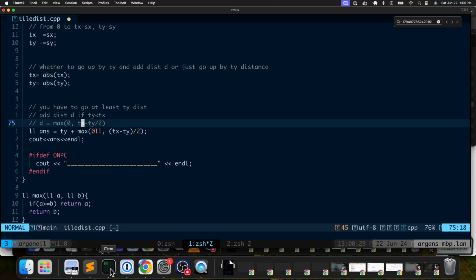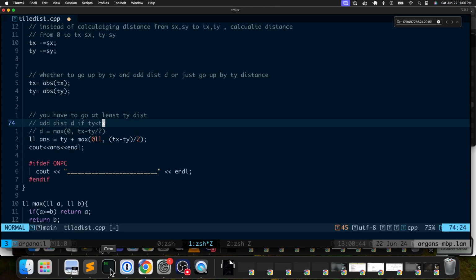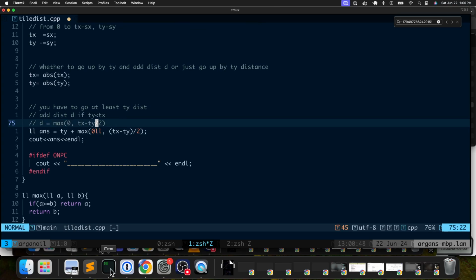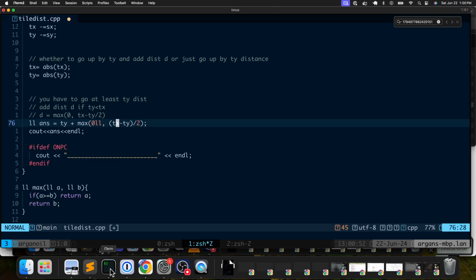So either Tx minus Ty is going to be negative, in which case this max is going to give you 0, and Tx minus Ty is negative if Tx is less than Ty. But if Tx is greater than Ty, which is what we want over here, then the max of 0, (Tx minus Ty) by 2 will be the value of (Tx minus Ty) by 2. And that value of d I am adding to Ty to get the answer. That's it.